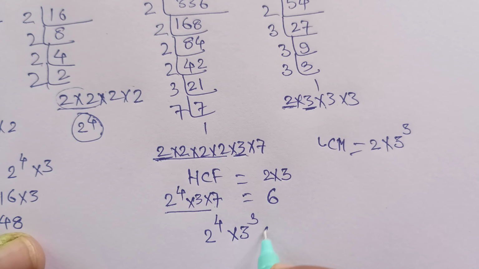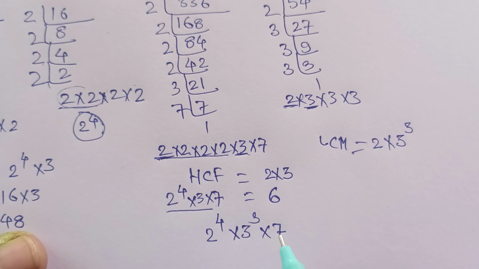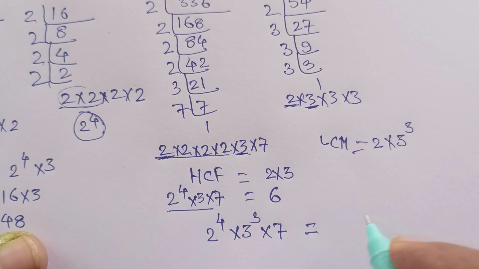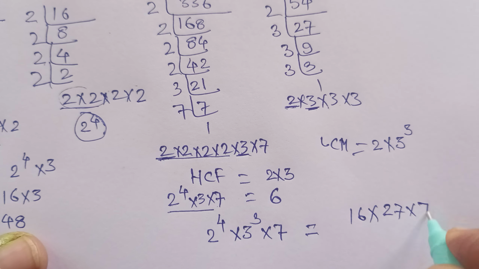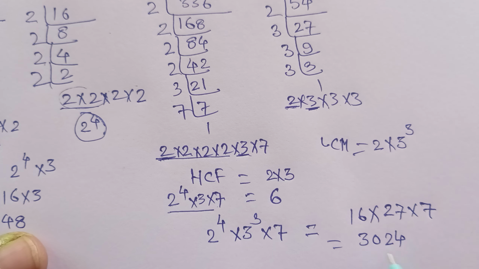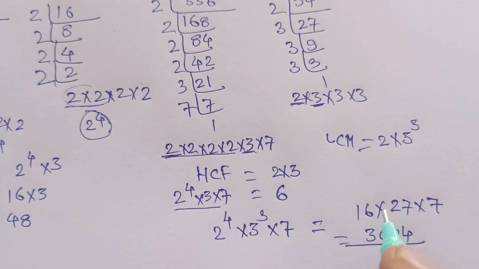7, you have to write 7. Correct. What will you get as the answer? You will get the answer if you multiply: 2 2s are 4, 2 4s are 8, 2 8s are 16. So 16 into 3, 3 9s are 27, into 7. If you multiply, you all will get 3024. So this is the LCM. This is the LCM for this question. Correct. So second we have finished.